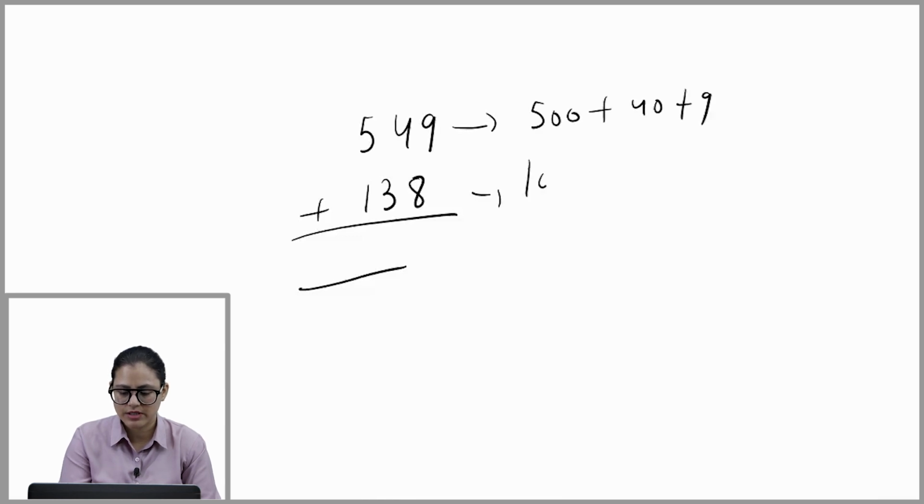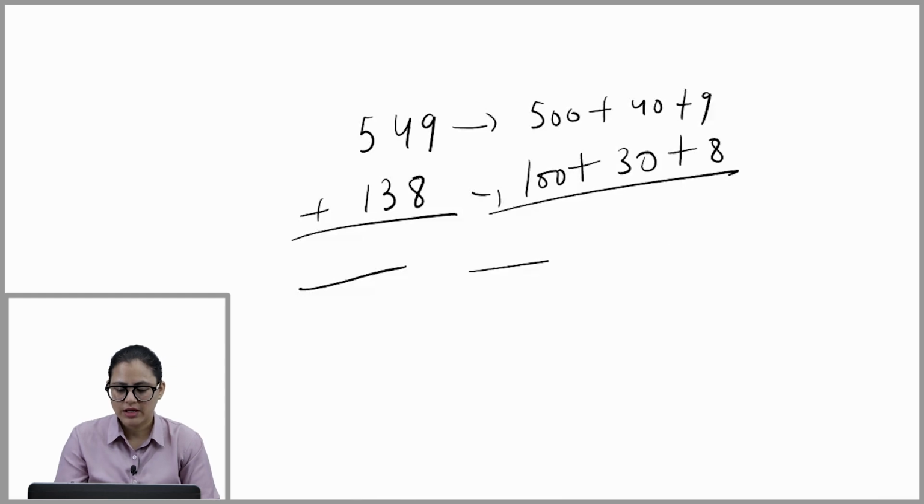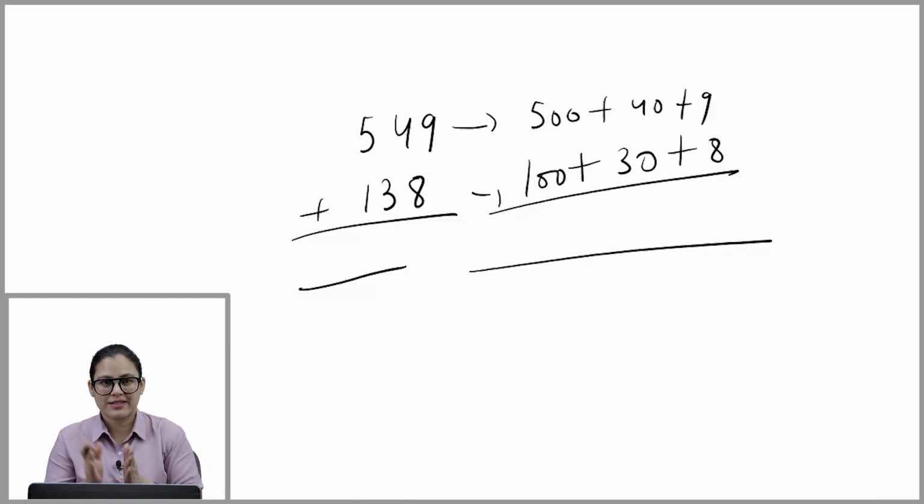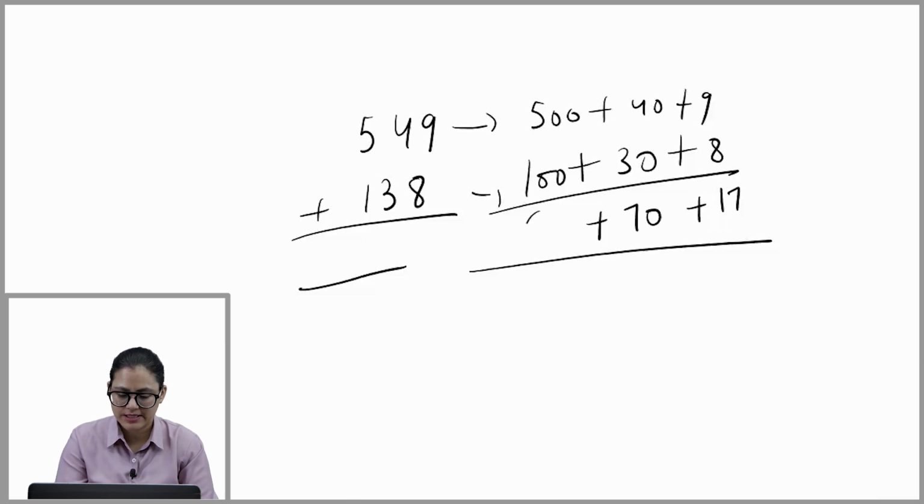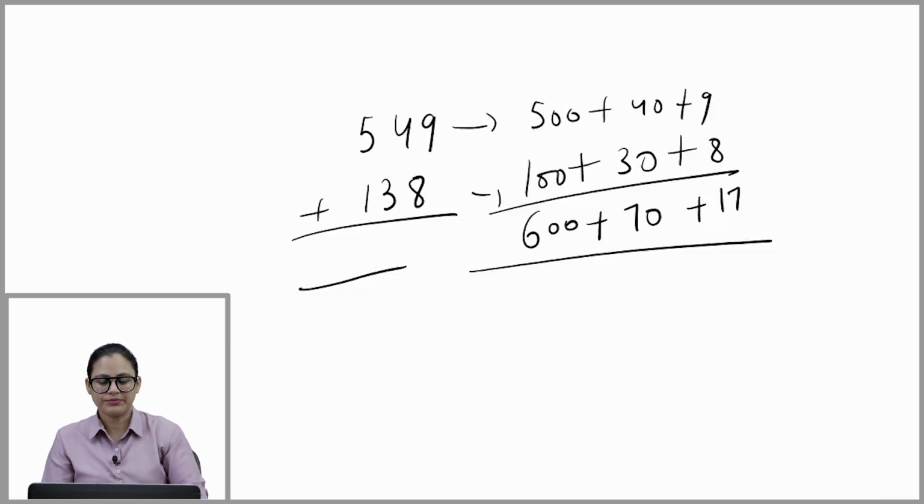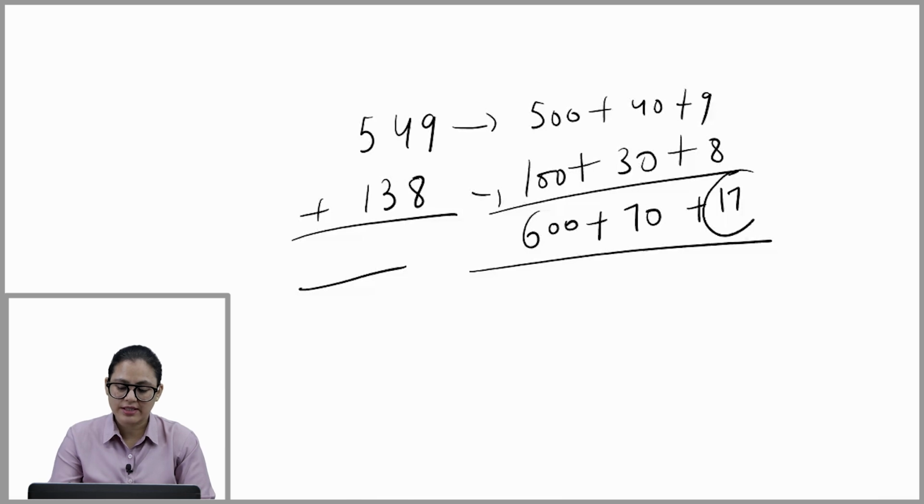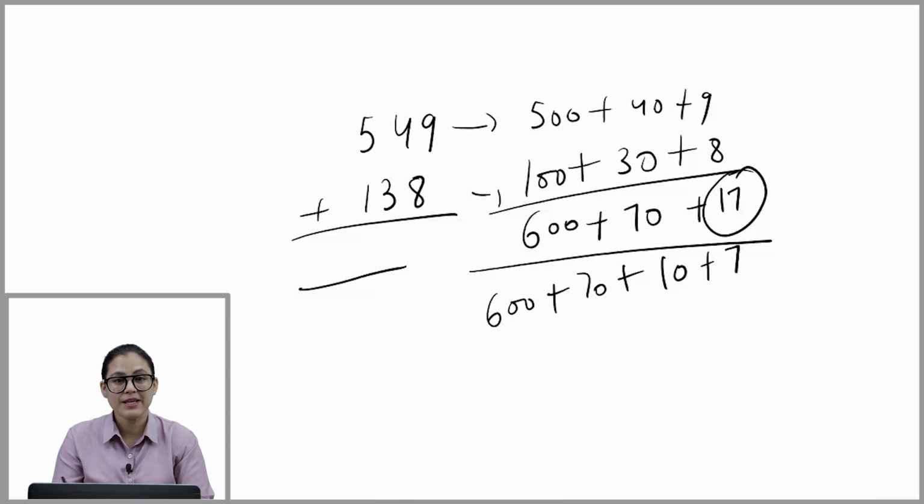And this is 100 plus 30 plus 8, okay. Now, we will add starting from ones. 9 plus 8, 17. 40 plus 30, 70. 500 plus 100, 600, okay. Now, we will expand this number, okay. 600 plus 70 plus 10 plus 7, okay.